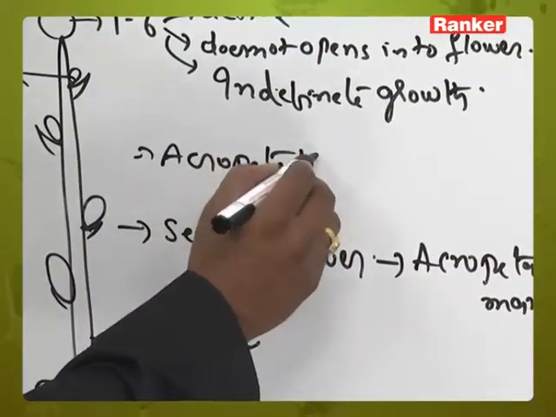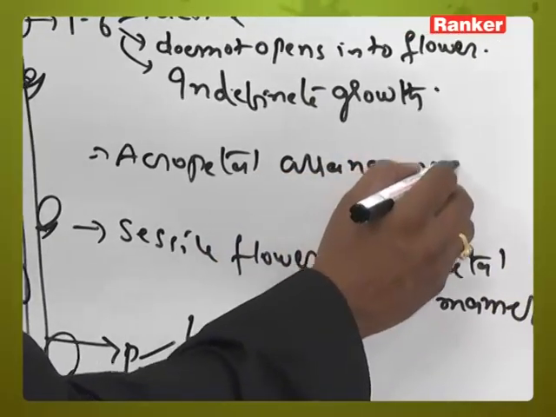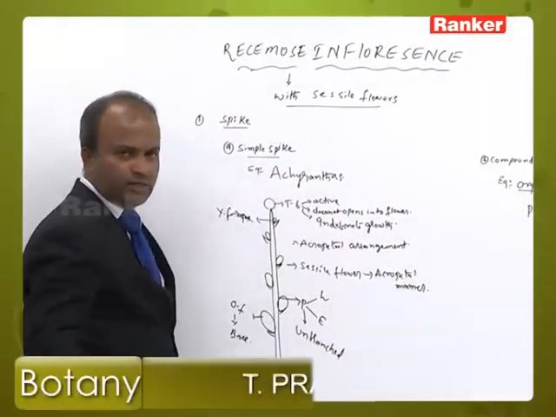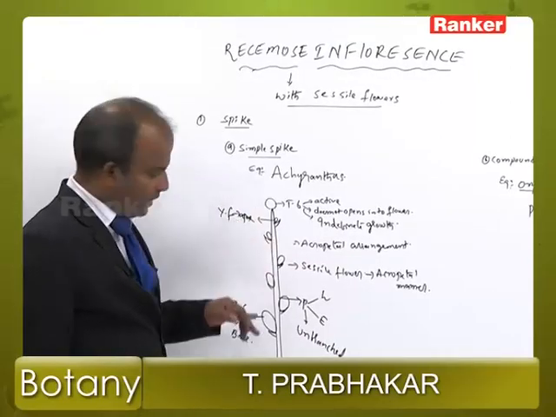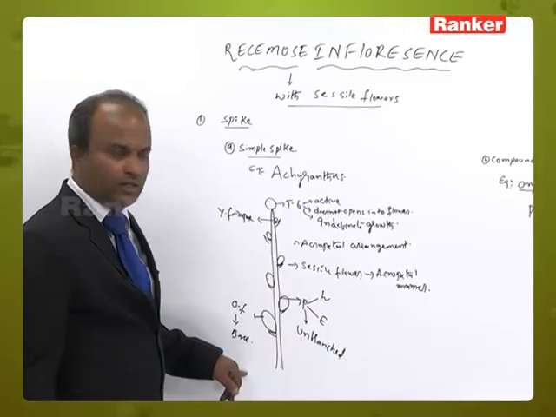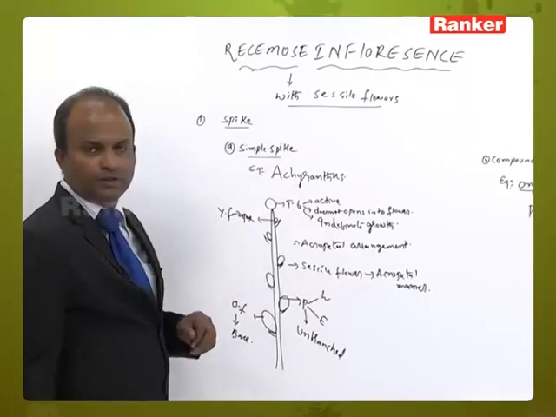This type of arrangement itself is called acropetal arrangement. What is meant by acropetal arrangement? As you know already, it is nothing but younger flowers are present towards the apex and older flowers are present towards the base, and this is the explanation of simple spike.